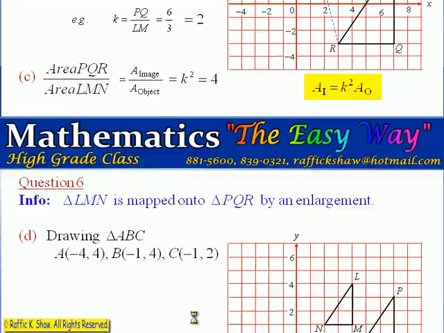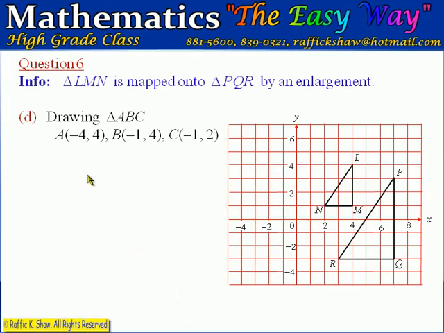Let's move down now to part D. Now part D is telling us to draw a triangle ABC such that the coordinate of A is negative 4, 4, the coordinate of B is negative 1, 4, and the coordinate of C is negative 1, 2. So let's show those coordinates on the diagram here. So that's it. A is the point negative 4, 4, B is the point negative 1, 4, and C is the point negative 1, 2. So these are the coordinates for the triangle ABC, and you can go ahead and put in the lines, and hence that is triangle ABC.